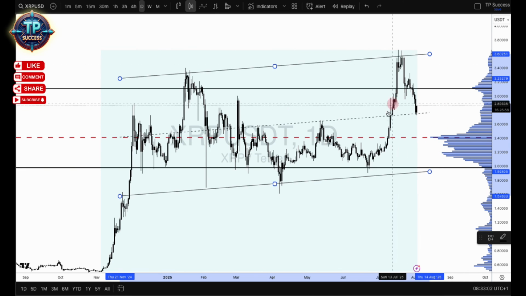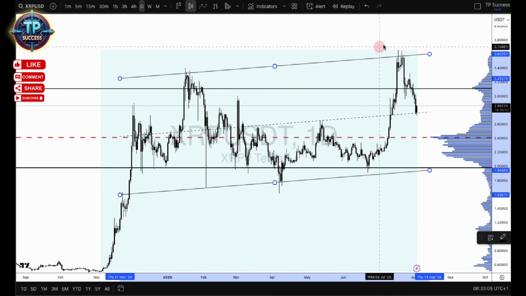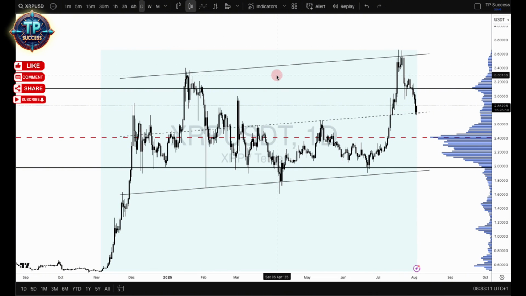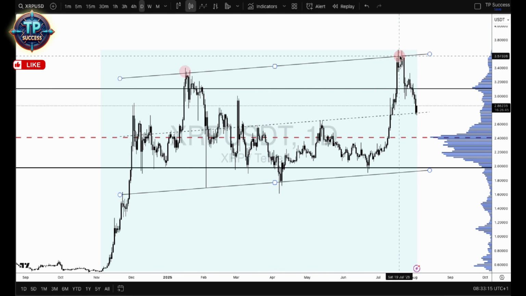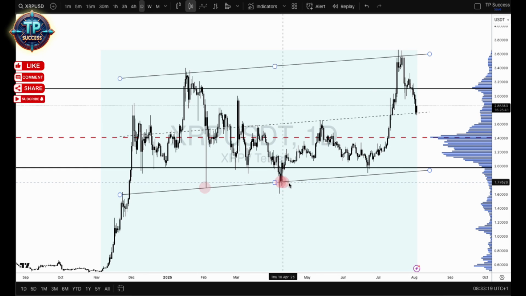So let me just make sure we get into all of these wicks. And it's an acceptable structure that I've put down. So we've got 2 touch points at the top. A third one will be good. And then we have 2 touch points at the bottom, and this one is relatively close.